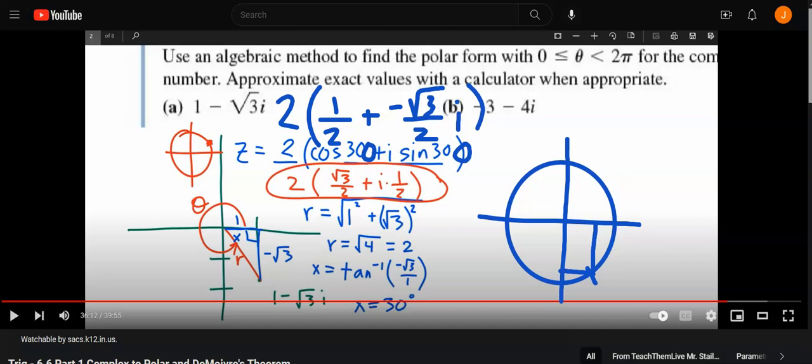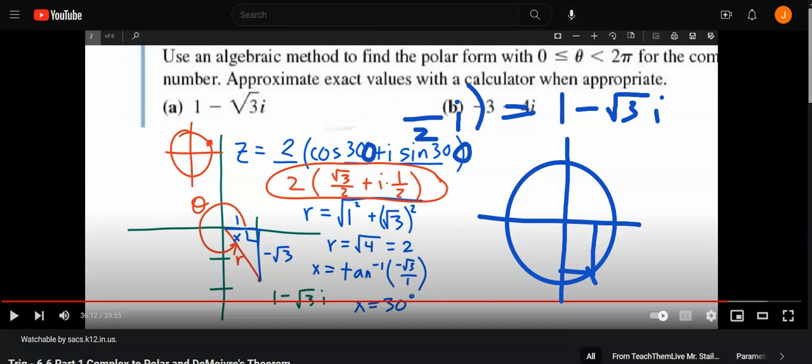Now, could you distribute that in? Sure. That would be 1 minus radical 3 i. Now, why would I want to do that? Use an algebraic method to find the polar form? We already found the polar form. Why am I converting it back? Am I just double checking my work? Because that's a huge waste of time.